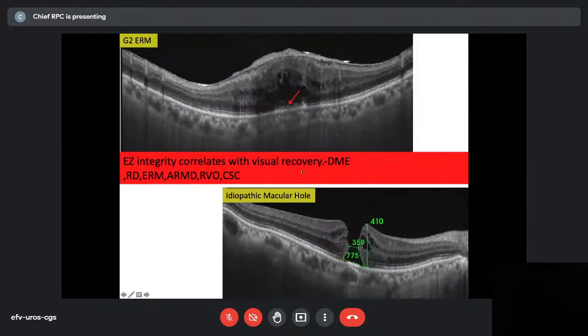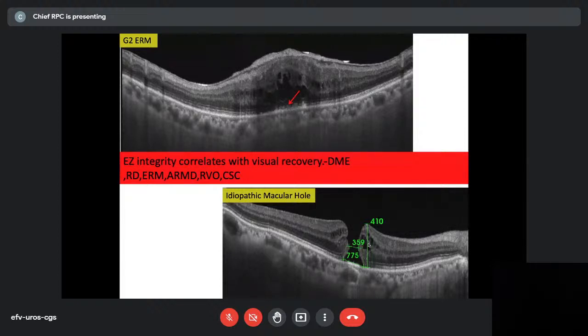The EZ gets affected in DME, RD, ERM, ARMD, RVO, central serous chorioretinopathy. So literally so many of these diseases, maybe some more not listed, but highlighted in red, as a matter of caution, the EZ should be seen. Even in macular holes, you see the recovery. The other day, a patient had come on Wednesday, and the recovery is not good. So I discussed with the resident, and we actually saw that the EZ has not recovered. It is totally discontinuous in the center. The hole closed beautifully, but vision has not recovered. Why? Because the EZ is discontinuous.